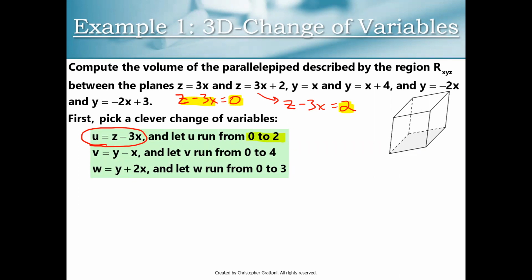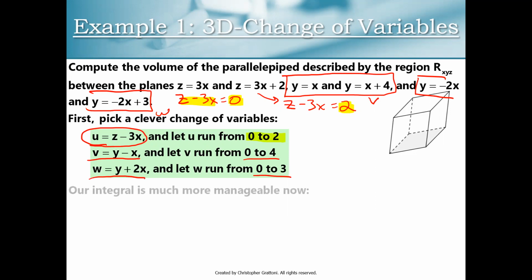And in a similar fashion, we can define v is equal to y minus x, and w is equal to y plus 2x, where v runs from 0 to 4, and w runs from 0 to 3. And you just kind of look at these equations pair by pair. So we can get v out of the second pair, and then we can get w out of the third pair. And we just use the same technique on each of those.